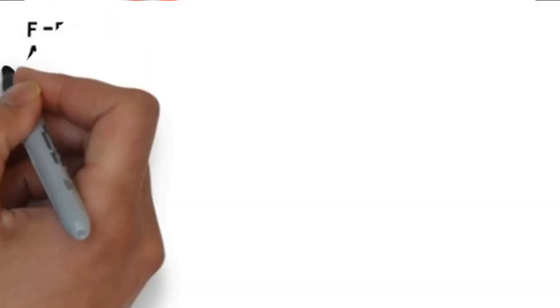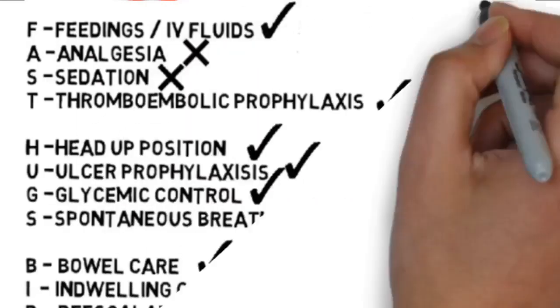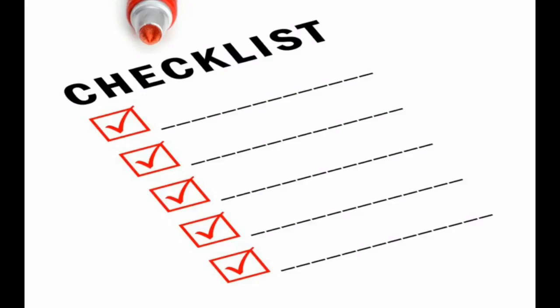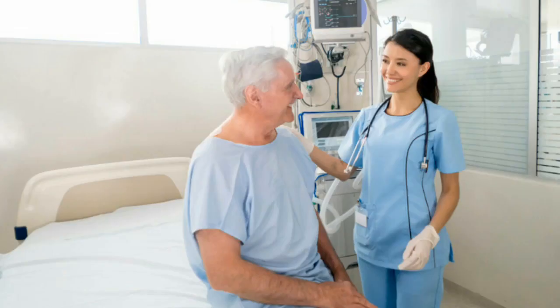Thus, FAST HUGS BID helps in finding any omissions and errors so that you can intervene promptly, which helps in the fast recovery of the critically ill ICU patients.